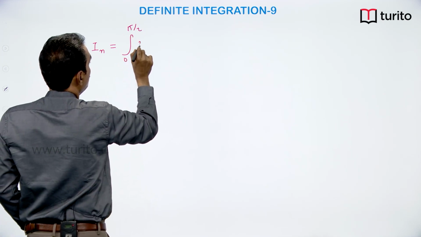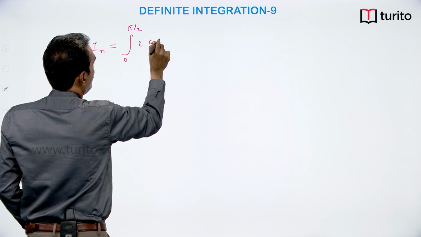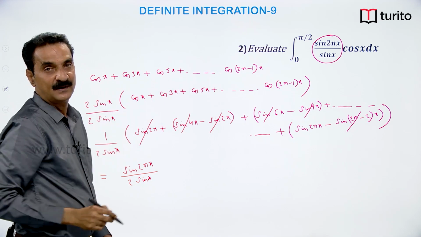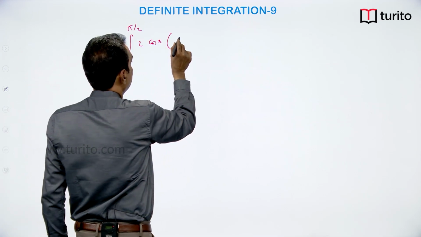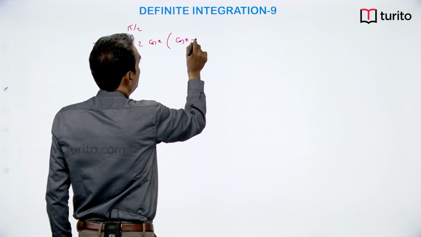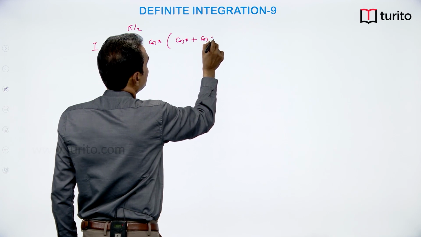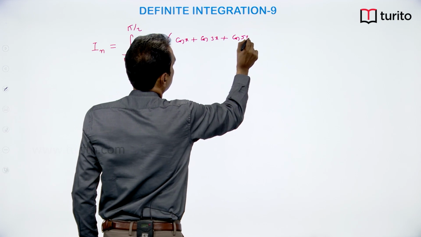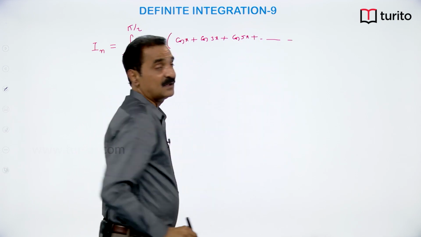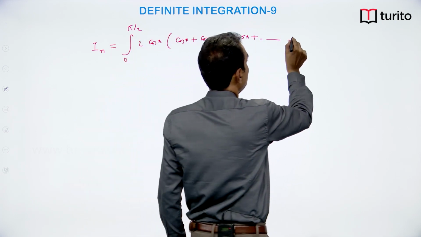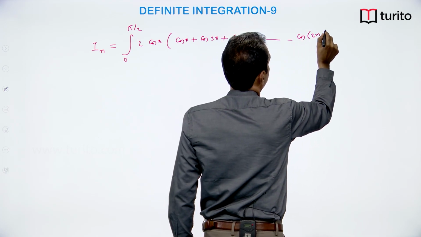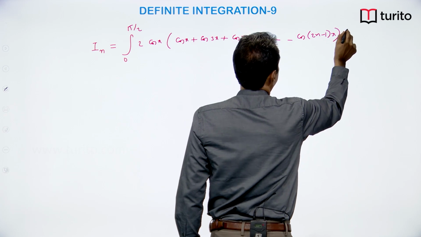pi by 2 cos x into this sum: cos x plus cos 3x plus cos 5x and so on, cos (2n minus 1) into x dx.